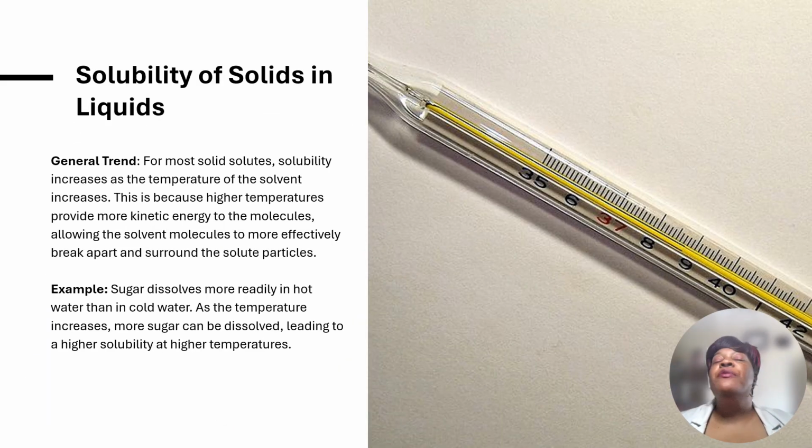And I want to continue to reiterate these points as they relate to the solubility of solids in liquids. For most solid solutes, solubility increases as the temperature of the solvent increases. This is because higher temperatures provide more kinetic energy to the molecules, allowing the solvent molecules to more effectively break apart and surround the solute particles. You remember the example I gave you before, like sugar water, how sugar dissolves more readily in hot water than in cold water. So as the temperature increases, more sugar can be dissolved, leading to a higher solubility at higher temperatures.